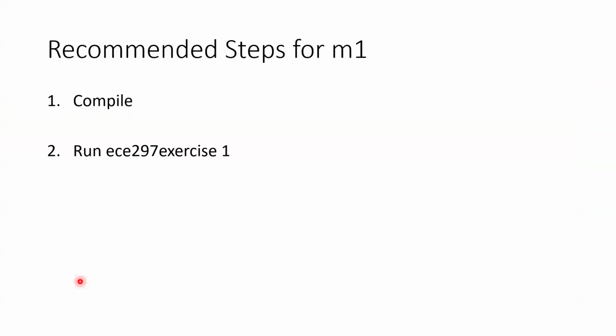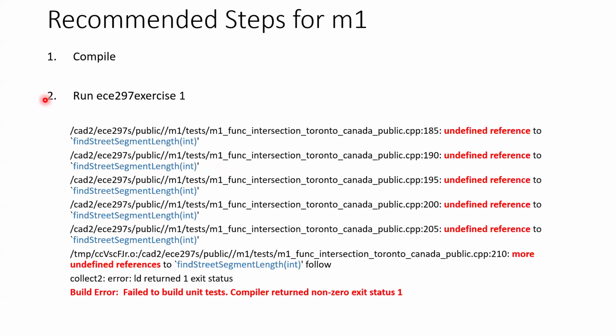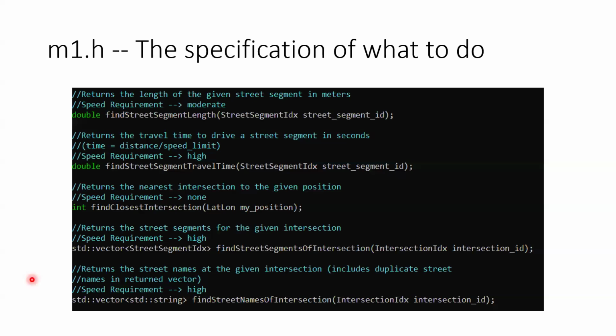Without any modifications to the code, compile and run ECE297 exercise 1. This is after you're in it. You will see something like this. The build fails with errors saying undefined reference to functions. And this means that you have some functions defined but not implemented in m1.h. Open m1.h, and here are all of the functions that you need to implement.